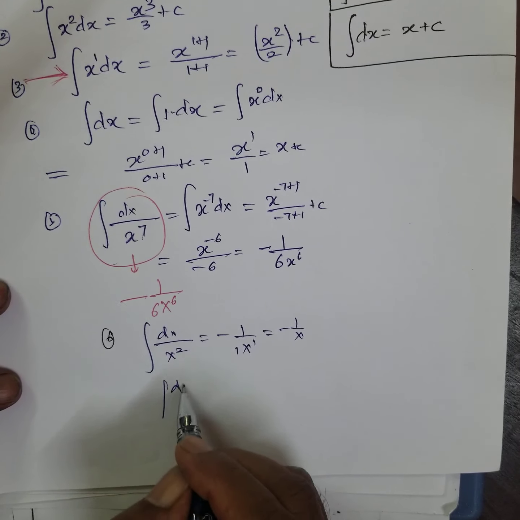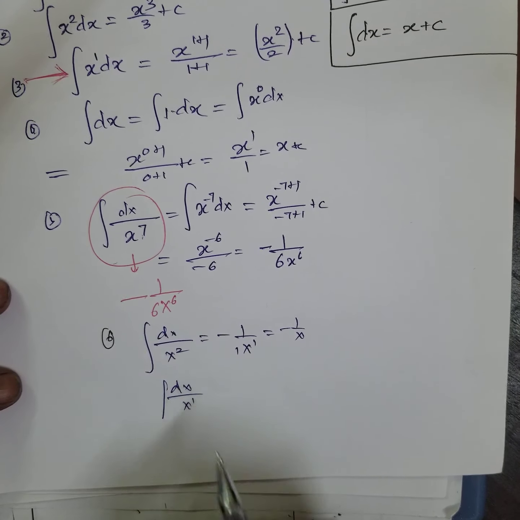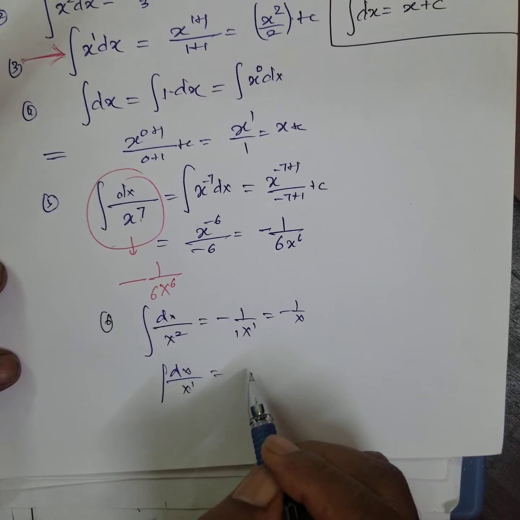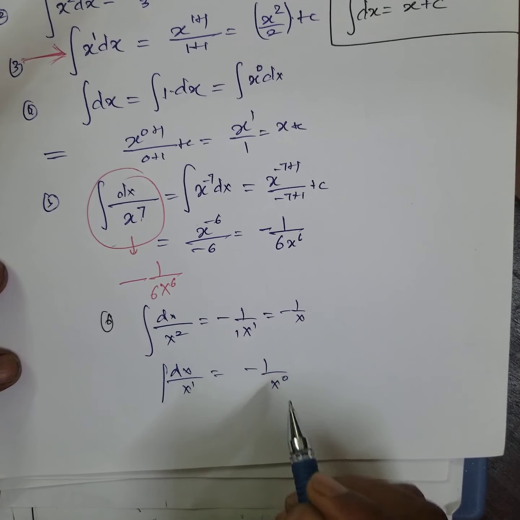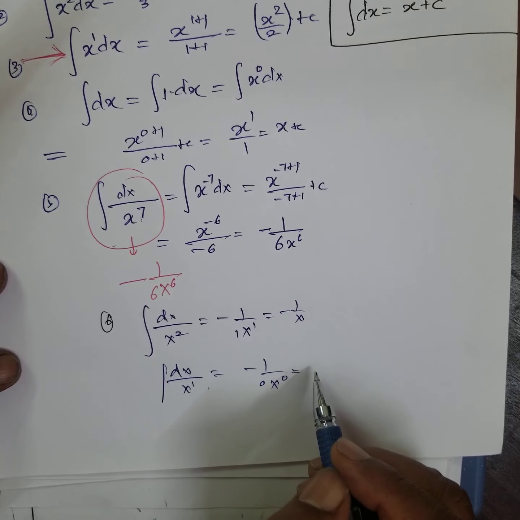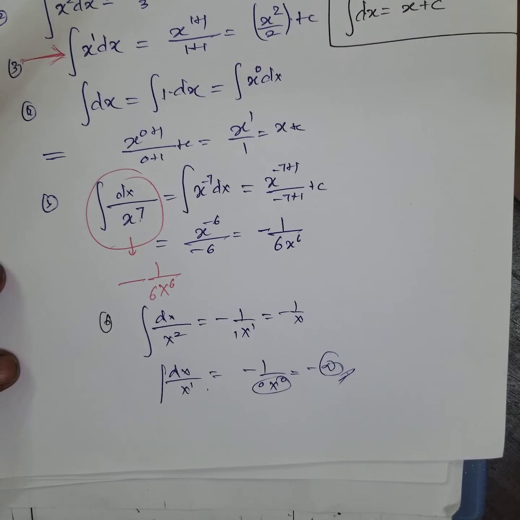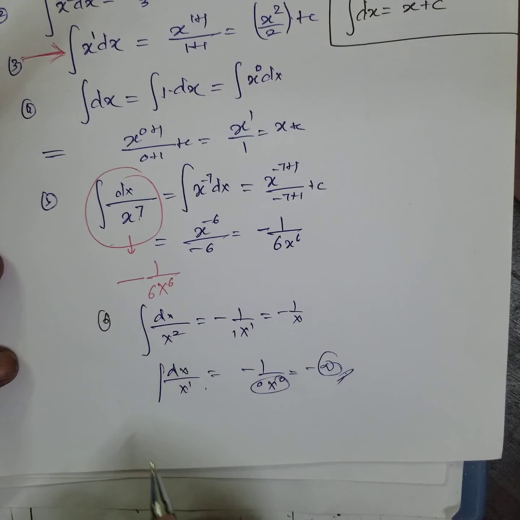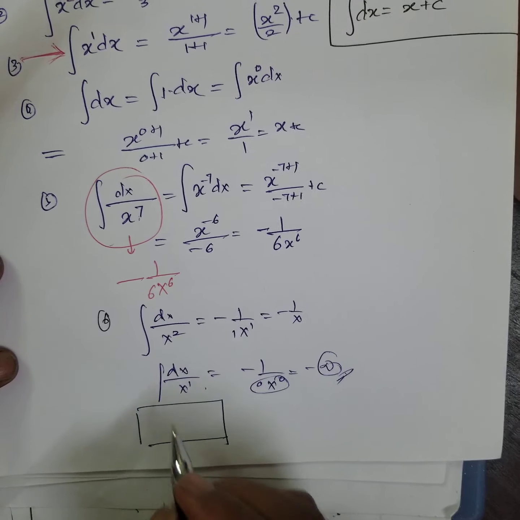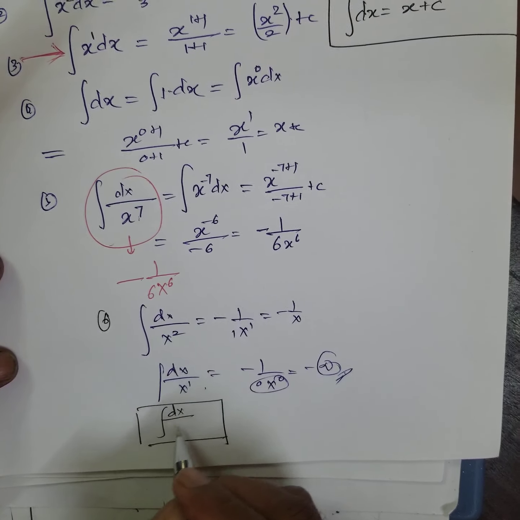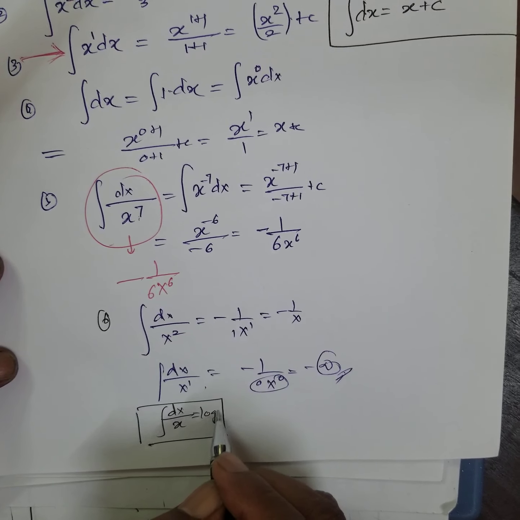But can I do the same thing for this? x to the power of 1, isn't it? Therefore, change the sign, decrease the power by 1, multiply by the decreased power. What do you get? 1 by 0 is what? Infinity, you get it. Therefore, this is a different thing. Integration of dx by x is equal to log x plus c.